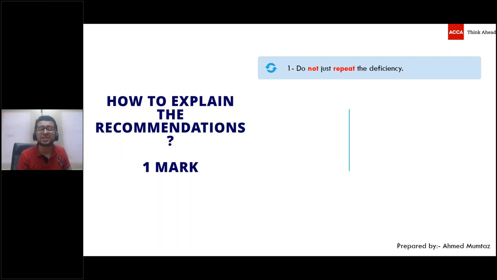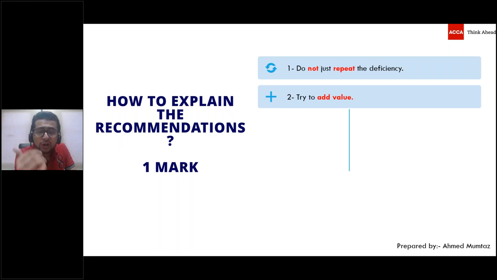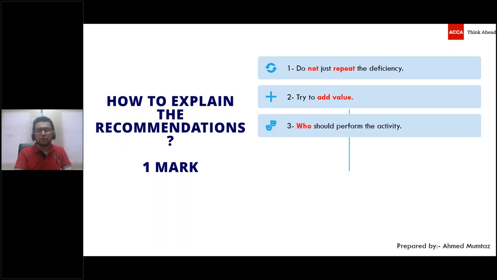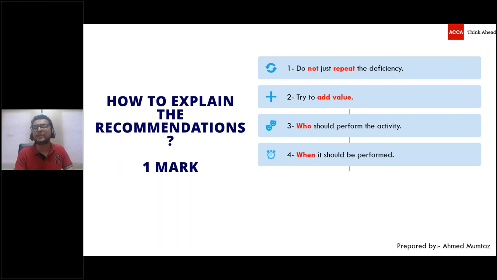And if you have to suggest a good control, do not just repeat the deficiency. Now, what do I mean by do not just repeat the deficiency? It means you should try to add value. You should suggest who should perform this activity. Someone senior, sales manager, someone senior from the credit control department. So you should refer to someone who should perform the activity.